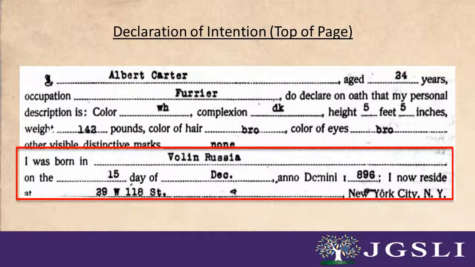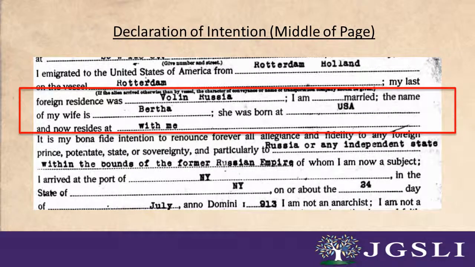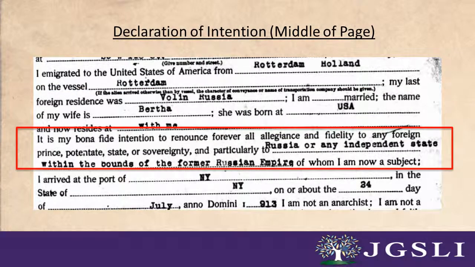In the middle of the page, we find the ports he left from and arrived at with the date he arrived. We can even find the shipping company and the name of the ship. This can be used to find the immigrant's listing on their ship manifests. We also see the last reported residence outside the United States. The applicant then reports the name of his wife and where she was born. And finally, the applicant has to agree to renounce their allegiance to the leaders and governments of any foreign country.